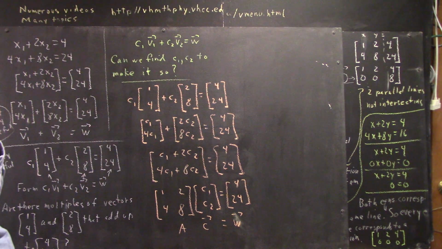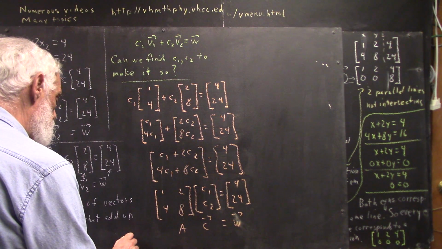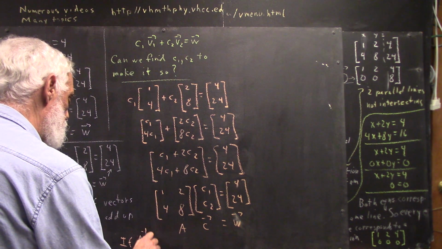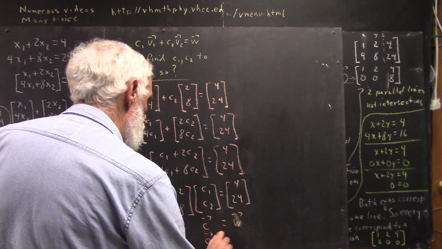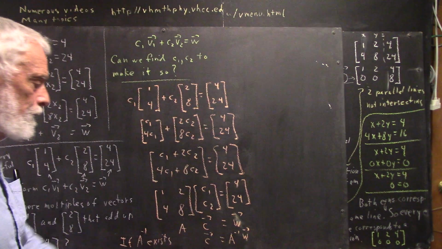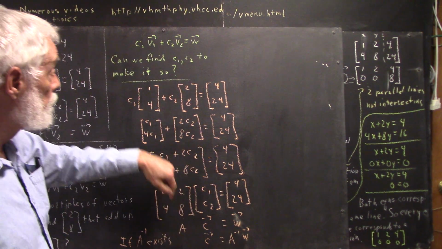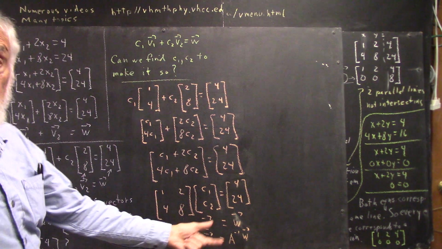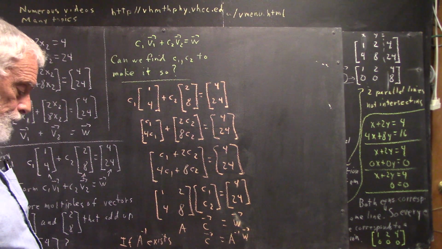And it's solvable if A inverse exists, then our c vector would be equal to A inverse w. And the answer to this question, since the c vector is just c1, c2, the answer to this question would be yes. If A inverse doesn't exist, the answer is going to be no. There's no solution to the system. Not a unique solution to the system.